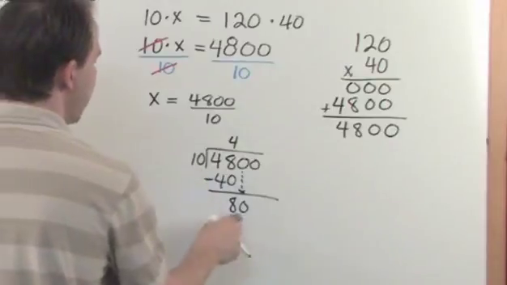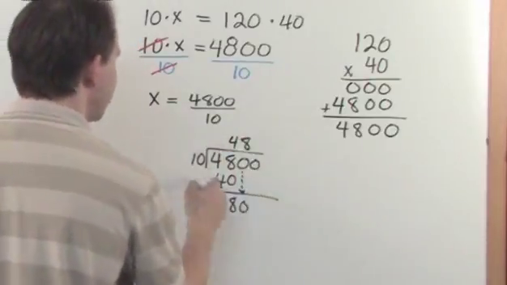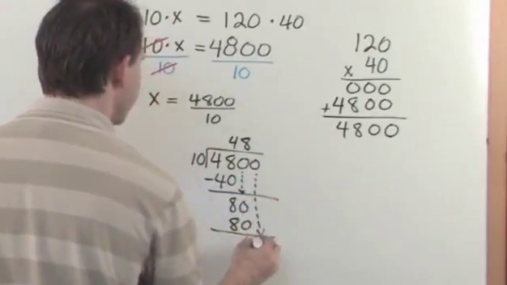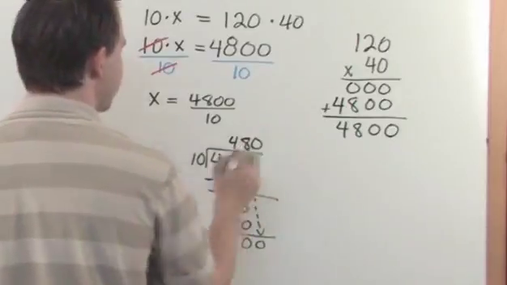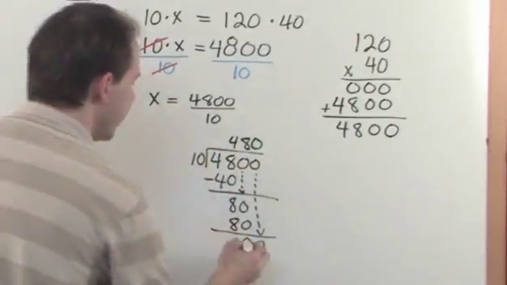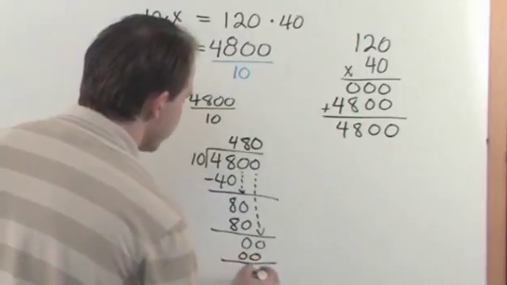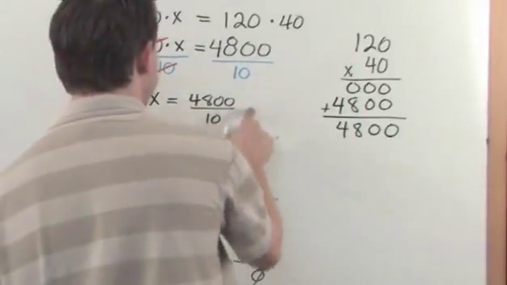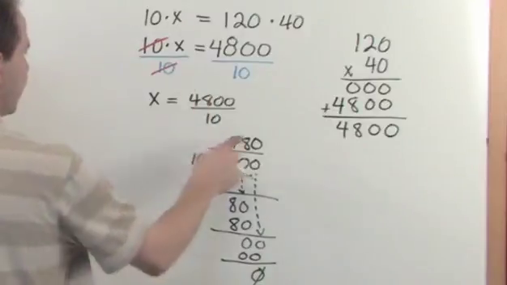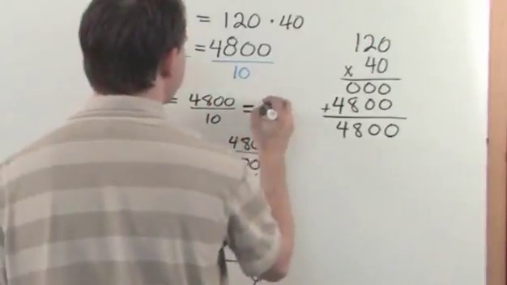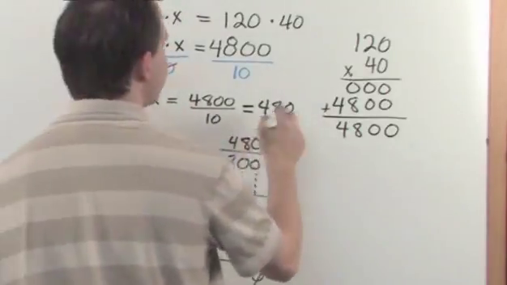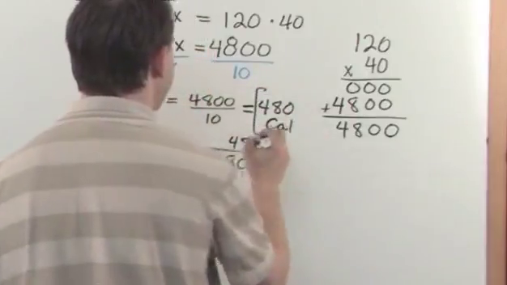Okay, 10 goes into 80 8 times, because 8 times 10 is 80. I get a 0, and then I drop down this, which is a 0. 10 goes into 0 0 times. Okay, 0 times 10 is 0, and 0 minus 0 is 0, so there's no remainder. The division stops, and I'm completely finished. Okay, so 4,800 divided by 10 is equal to 480. So what this is saying is that x is equal to 480 calories, which is the answer.